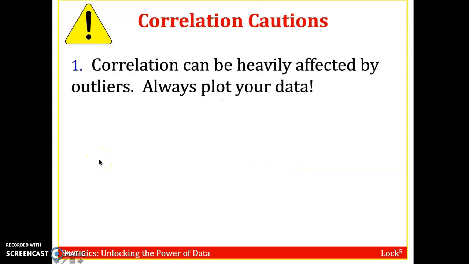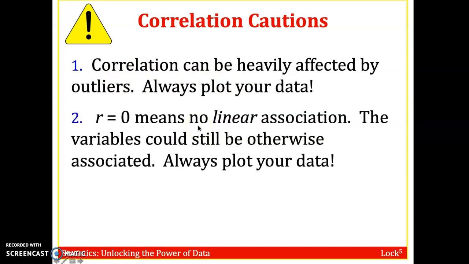All right, so some correlation cautions. Correlation can be heavily affected by outliers. Always plot your data. We'll go over some exercises where you take out the outliers and leave them in and see how correlation changes. R equals 0, or approximately 0, means there's little to no linear association. But the variables could definitely still be associated in another way. So you always want to plot your data and analyze your data.